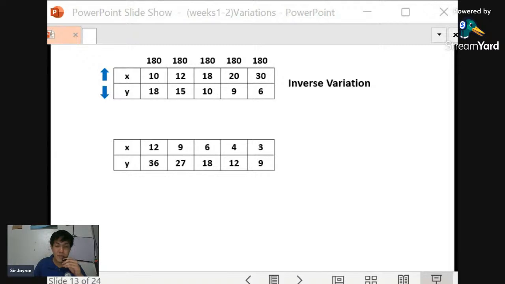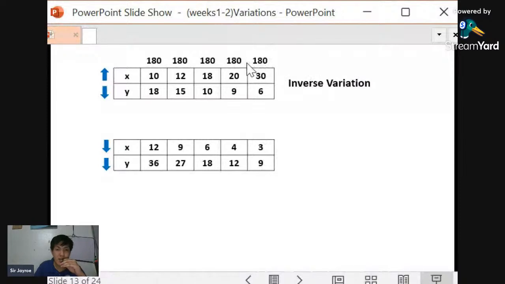So let's check, no? So if it's really direct. So let's take a look first at the behavior, no? So that's the first thing. So ang behavior niya, ang x ay pababa, ang y ay pababa, no? So initial conclusion, this is direct variation kasi pareho ng direction yung x at saka y. Now, we have to check for the constant. Since it's direct variation, so we have to divide. So we have to divide, okay?